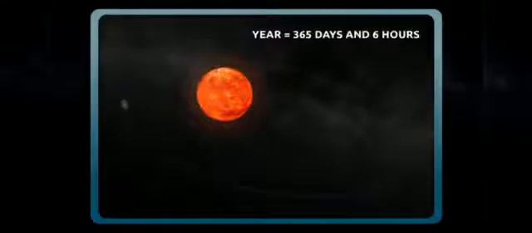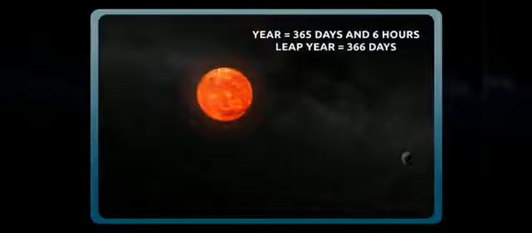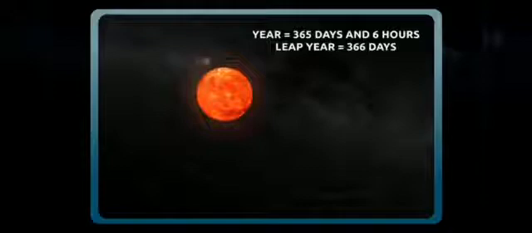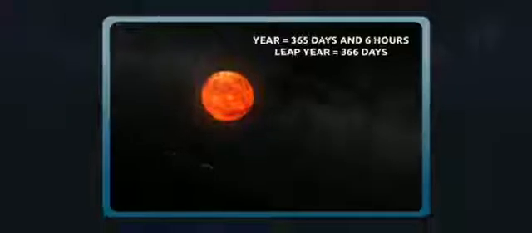Owing to the fact that the revolution of the Earth around the sun doesn't take exactly 365 days, but 365 days and 6 hours, there are leap years, which have one more day, 366 days. That's why every 4 years, February has one more day, day 29.